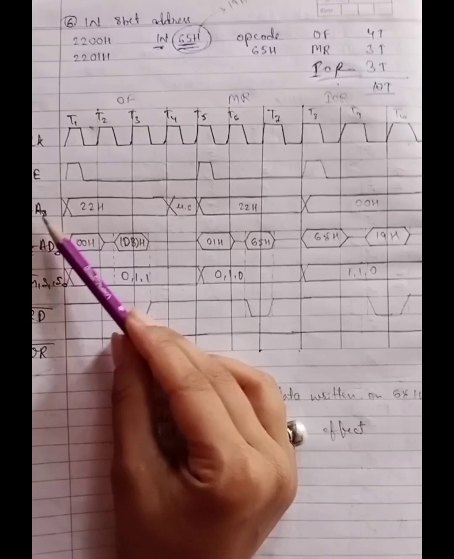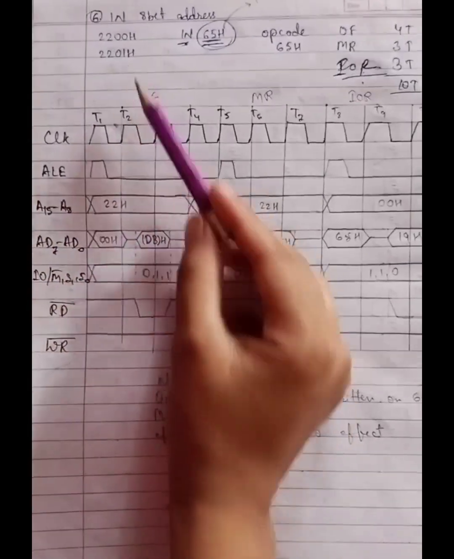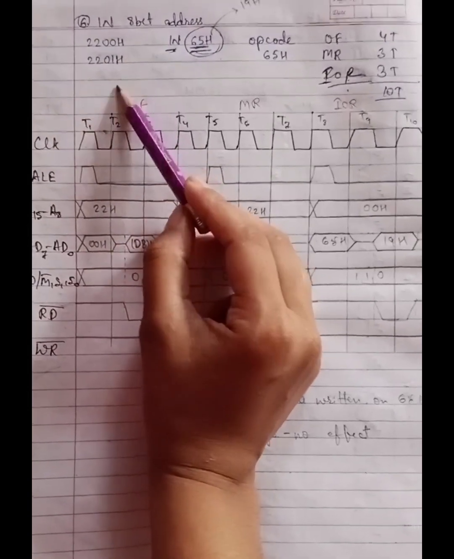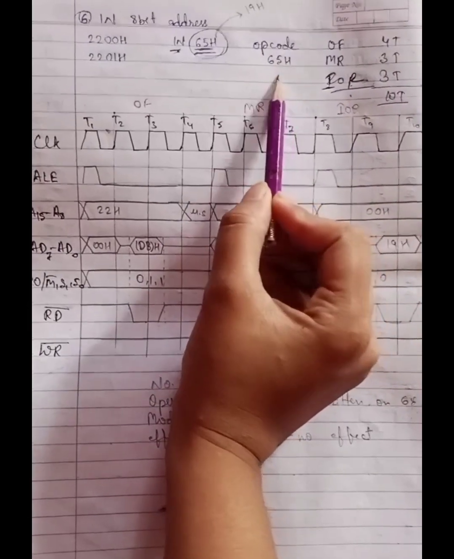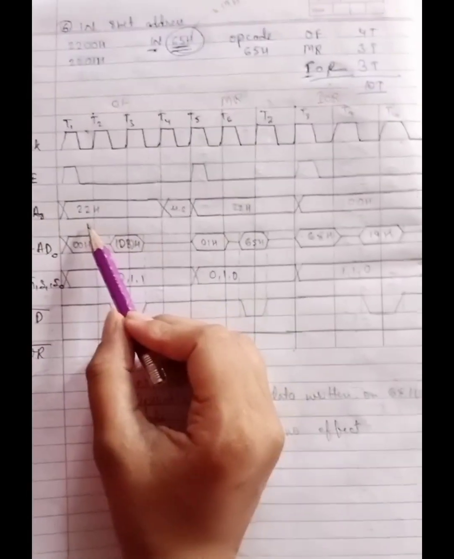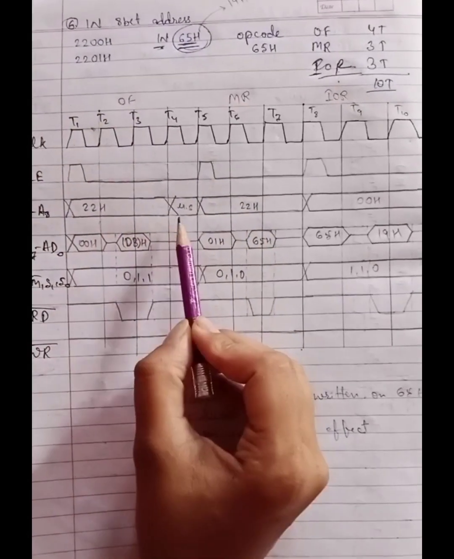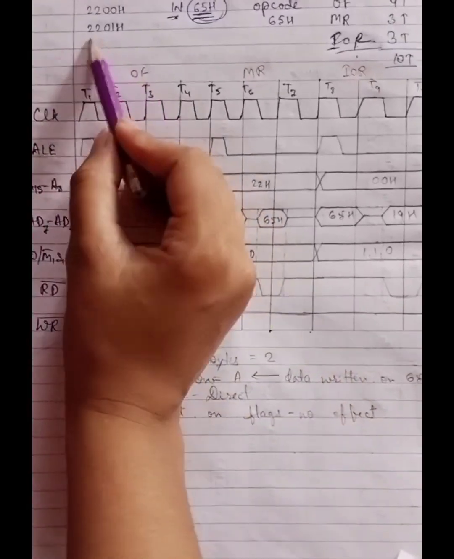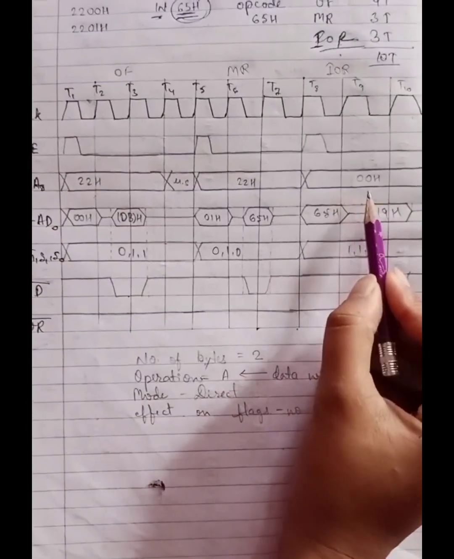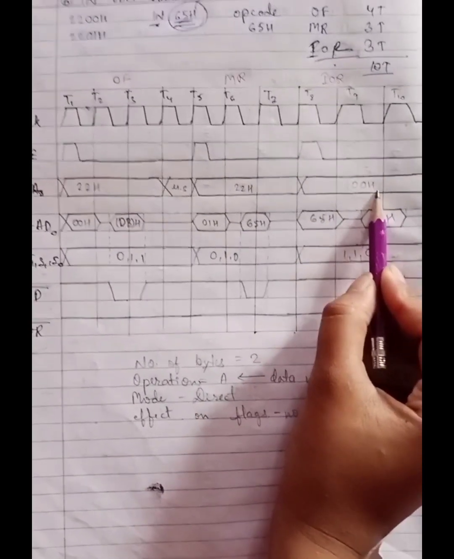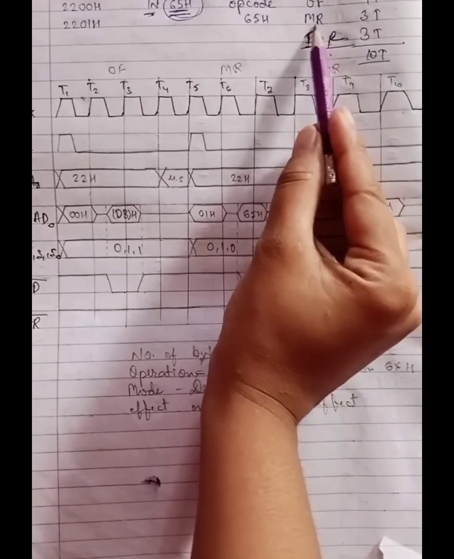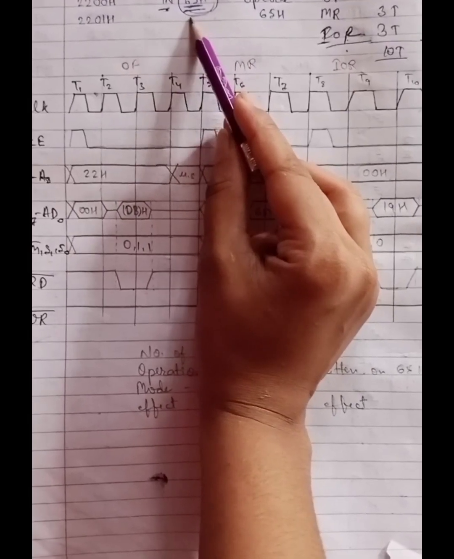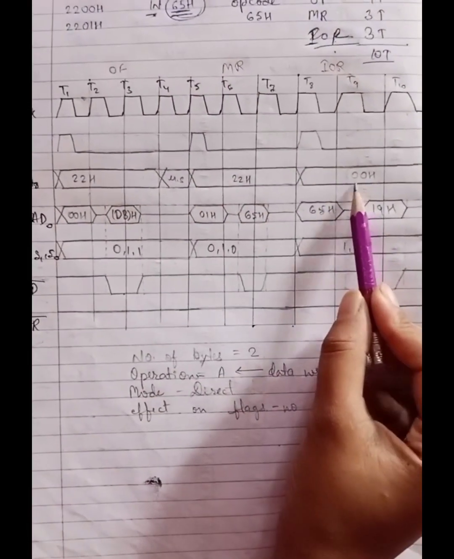Next is A15 to A8, which shows the higher byte of our address. We have considered 2200H and 2201H for this opcode and our 65H, right? Therefore, the higher byte is 22H. Some unused space will be taken by the microprocessor. Again 22H will be given for this address, and this shows the higher byte of the address which is read by our memory, which is 65H. As there is no higher byte for the address, therefore we have put 00H, right?